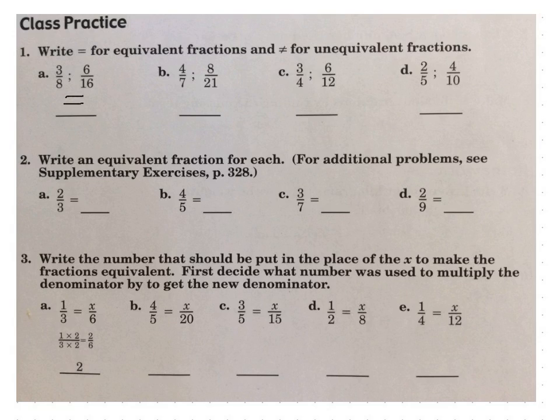Let's look at B. 4 times what equals 8? 4 times 2 would equal 8. Alright. 7 times 2 would equal, well, not 21, it'd be 14. So this is not an equivalent fraction. So we need to draw the equal sign with a line through it like that.